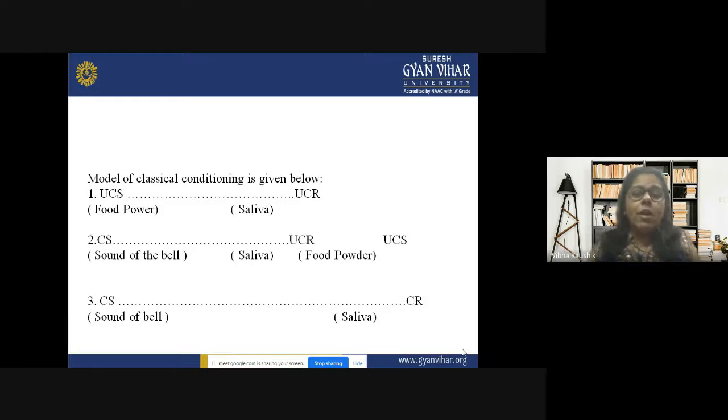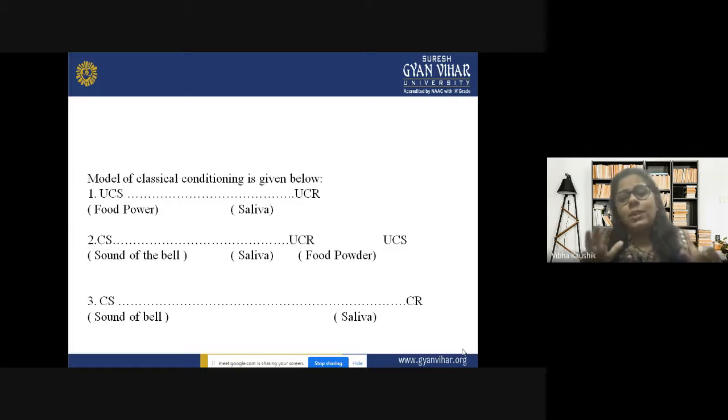UCR, saliva, means it's a natural process. When the food is presented, the organism will salivate. In the second condition, the CS, the sound of the bell, was produced. UCR, then saliva, and UCS, food powder. In this third condition, CS, sound of the bell, and CR, the saliva will come.